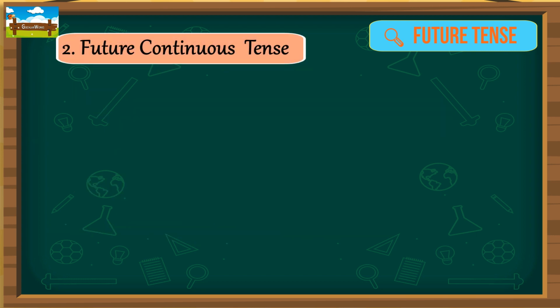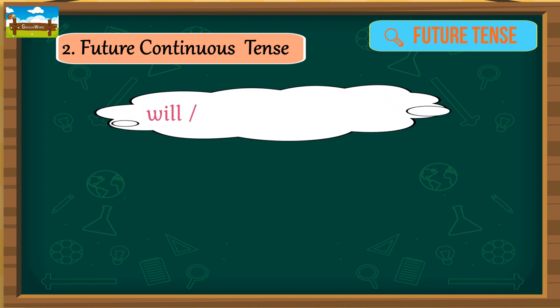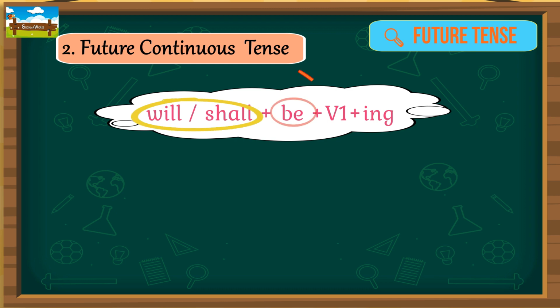Let's chat about the future continuous tense. It's like having a peek into the future when something is happening continuously. You might not know exactly when it starts or stops, but you know it's going on. How to make it? Use will or shall with be and the base form of the verb plus ing.